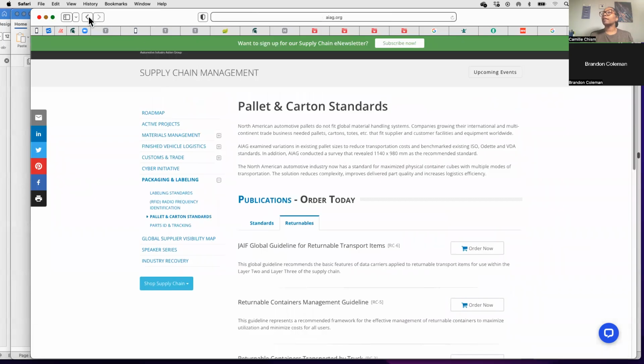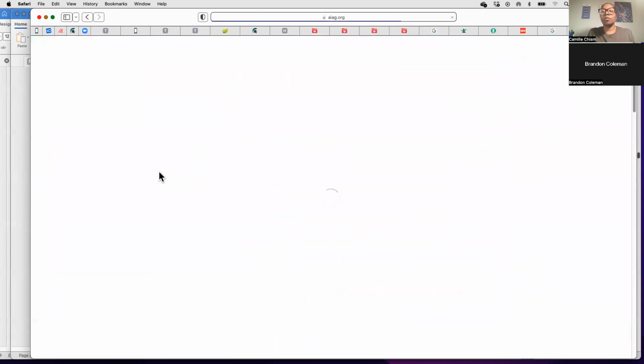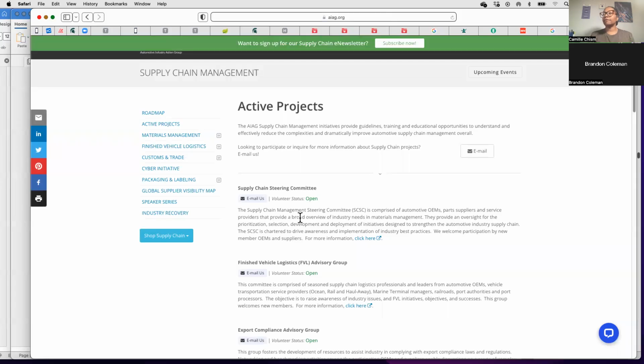Let's see what else they have before I move on. Let's see. So these are active projects. When they say active projects, there will be committees that are working to update or define or create new specifications. This supply chain steering committee, I was on that at one point.